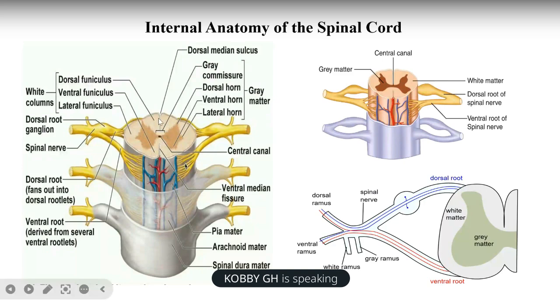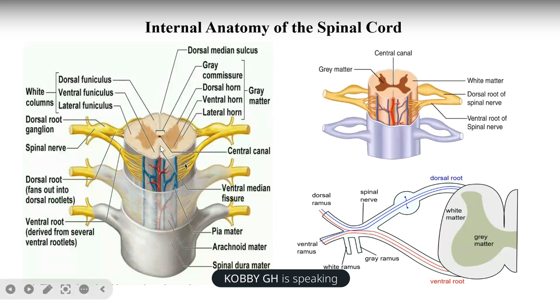So the funiculus forms the white matter. And remember I told you, for the spinal cord, the white matter is outside and the gray matter is central, in the middle. That's for the spinal cord. So the funiculus: we have the dorsal funiculus, the lateral funiculus, and the ventral funiculus. Together they form the white matter, or the white column. Then over here we have the ventral median fissure.